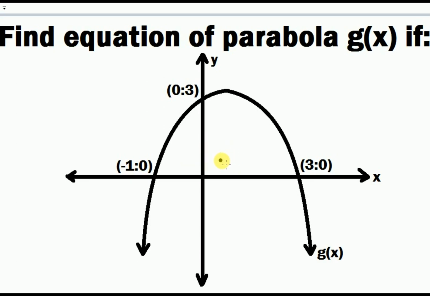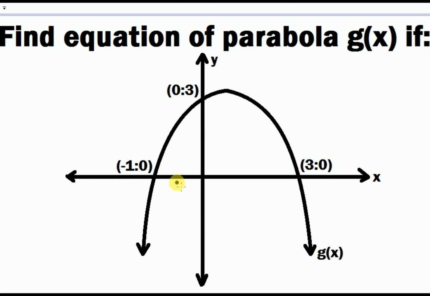So when we look at our sketch of g of x, we find that we are given the x-intercepts and the y-intercept. From the previous video we discussed three methods that we used when finding the equation of the parabola, or rather the quadratic function.